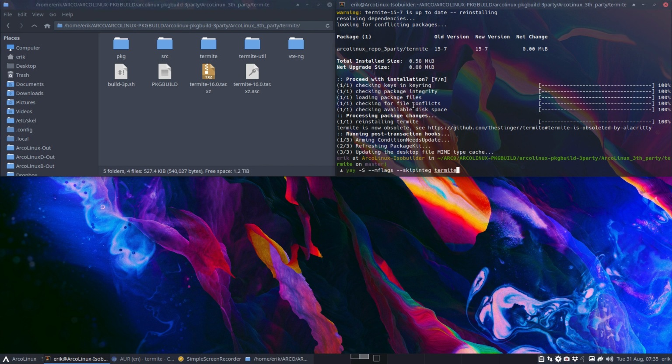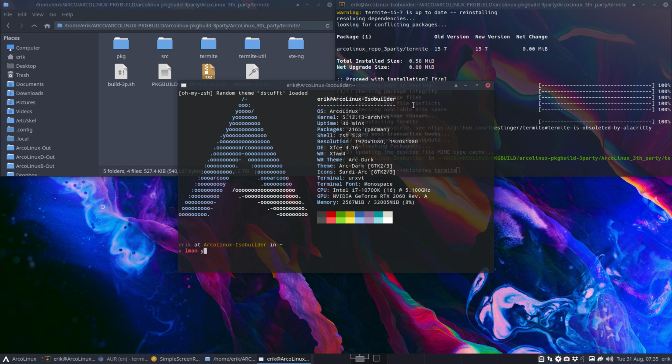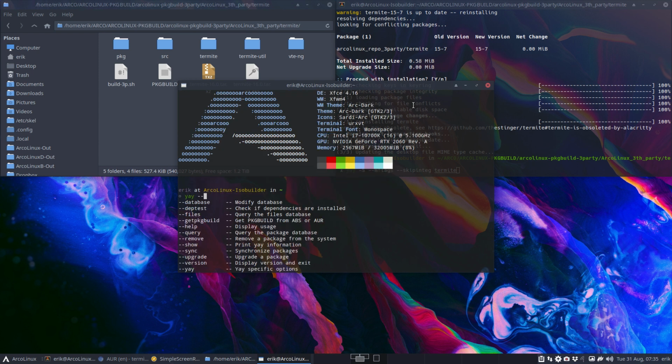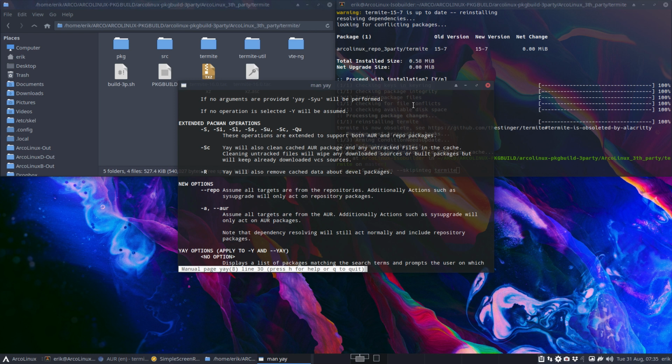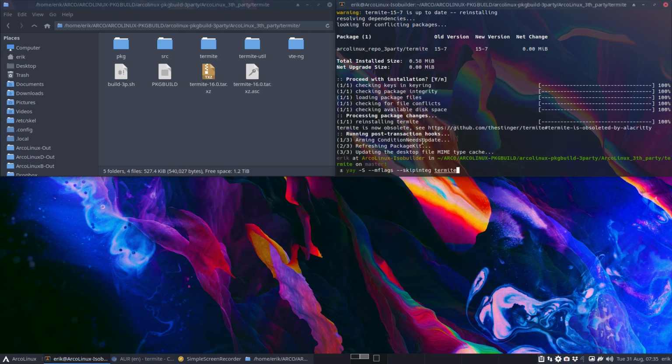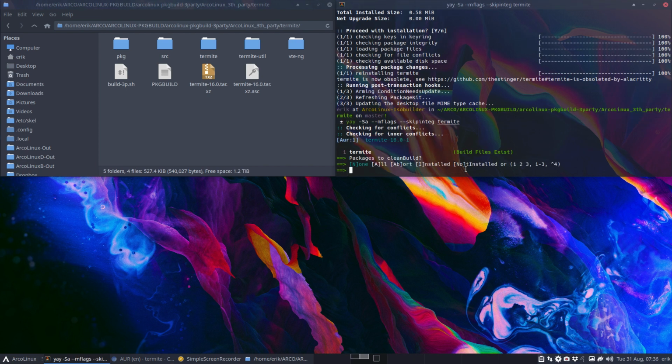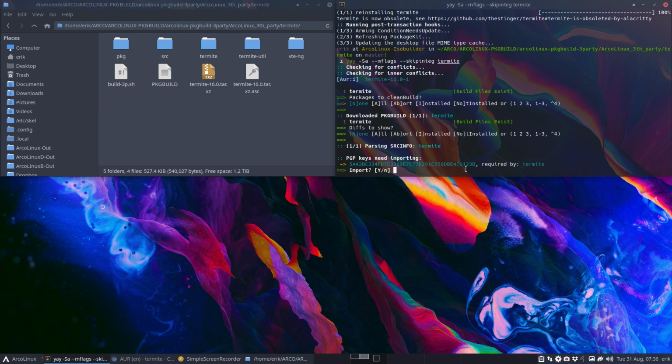And he's still going to go for the third party. That's a bummer. How can I tell him to go to the AUR? I'll probably need to read man yay. Or yay dash dash. Nope. Man yay. Minus A. Assume all targets are from the AUR. Okay. And there you are. So now he's going to build 16. Hopefully, right? Because of the switches.